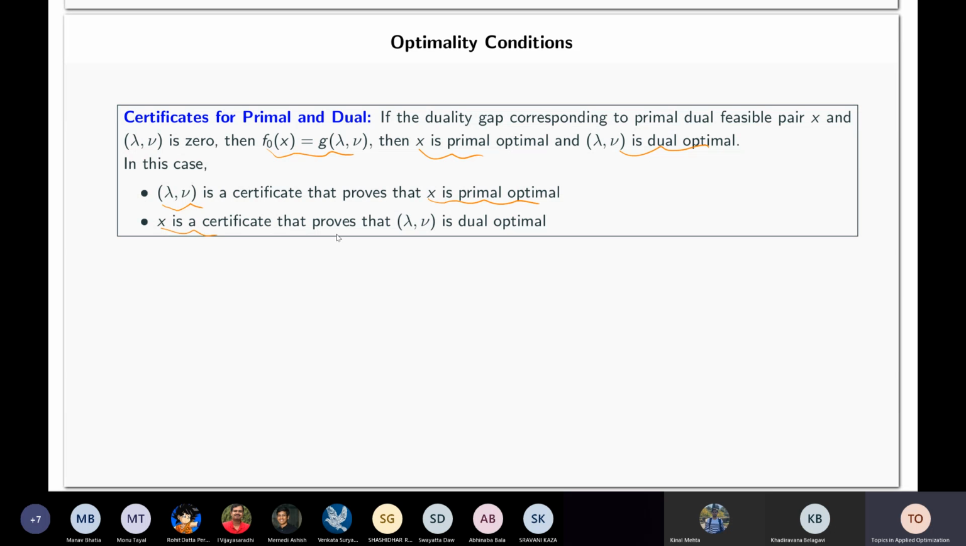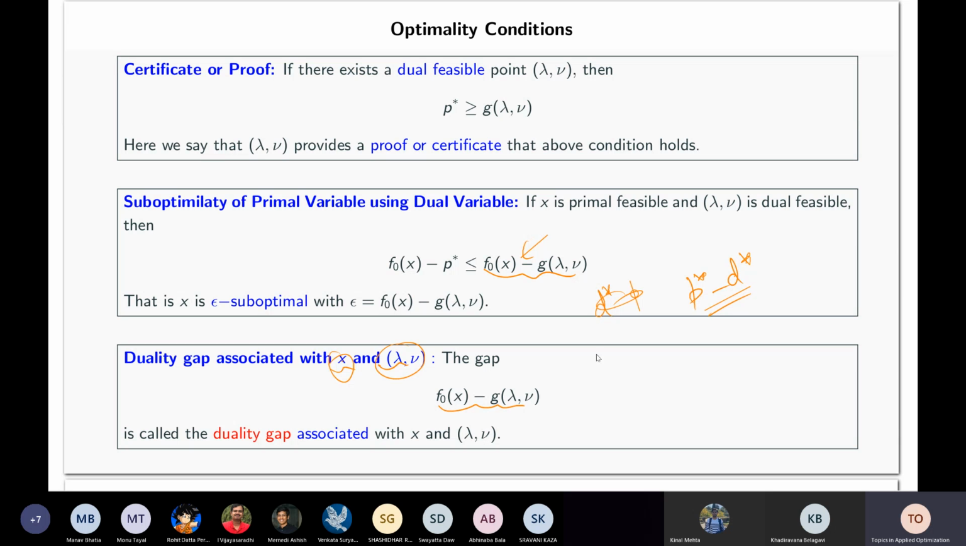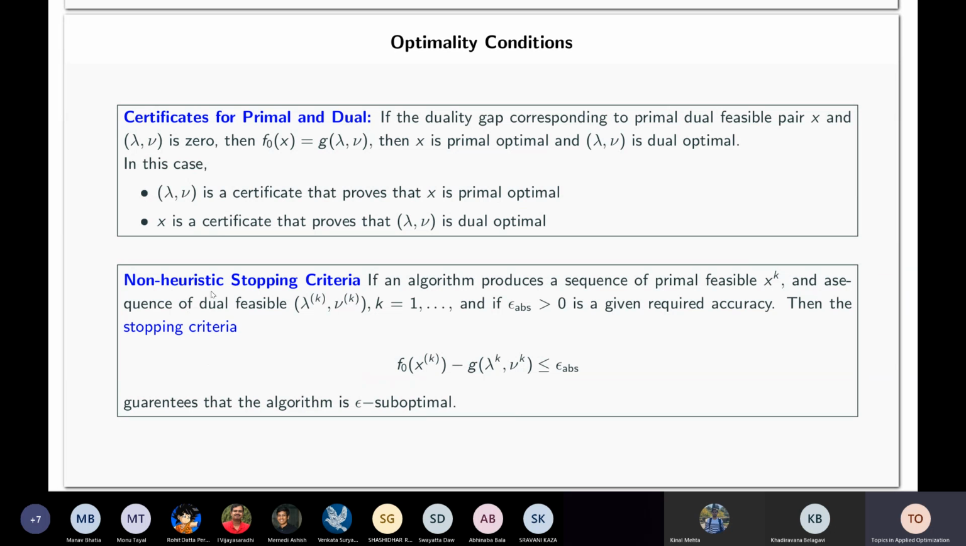Other way, x is a certificate that proves that lambda, nu is dual optimal. So they can act as a certificate of each other. Okay, so, non-heuristic stopping criteria. If an algorithm produces a sequence of primal x_k, and a sequence of dual, so if you happen to have an algorithm that also produces a sequence of dual, then this can be used as a stopping criteria. Of course, your algorithm should also run an algorithm for the dual.